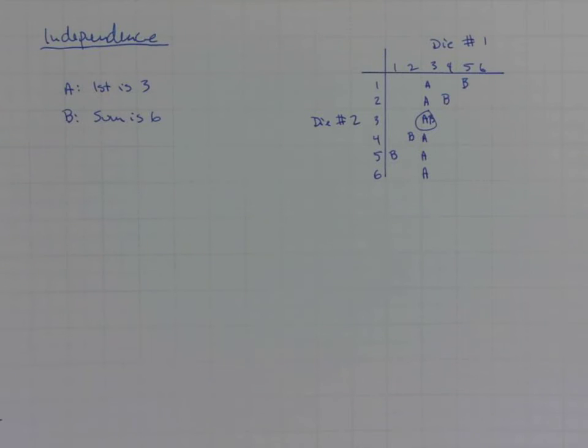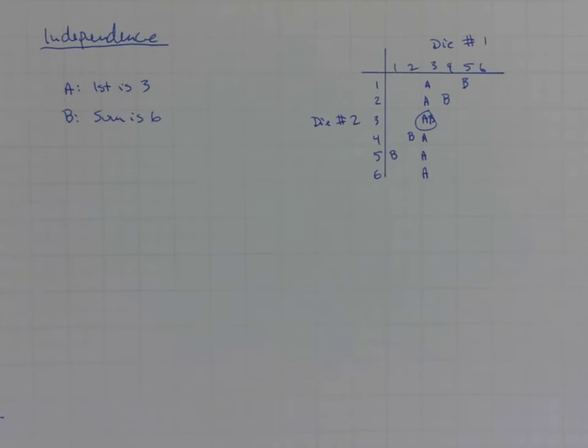In this video, we'll examine the concept of independent events in the world of probability. And we'll return to an example we looked at previously when we talked about conditional probability. And that is one in which we roll a pair of dice, and we're going to define one event, A, to be that the first die shows a 3, and the second event, B, to be that the sum is 6.